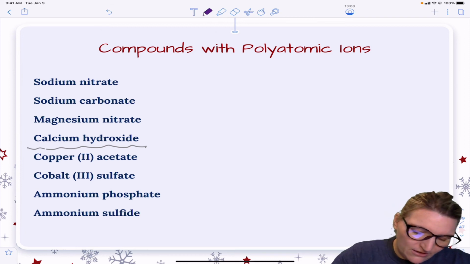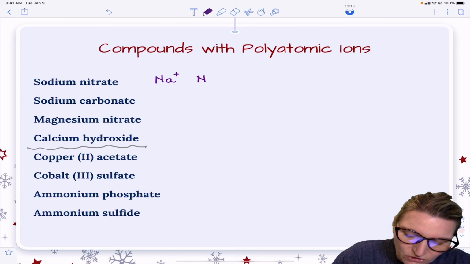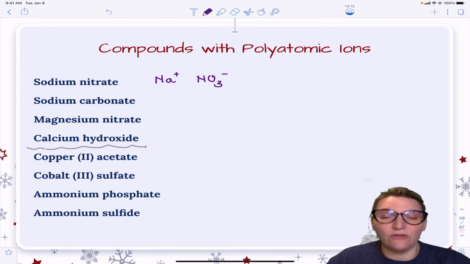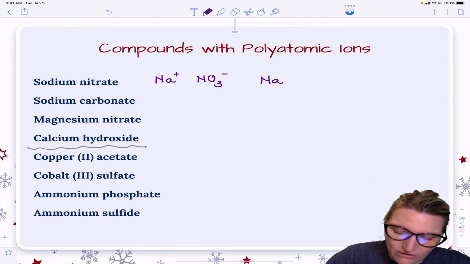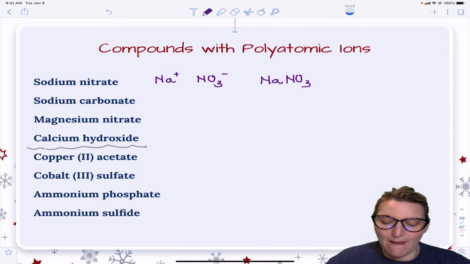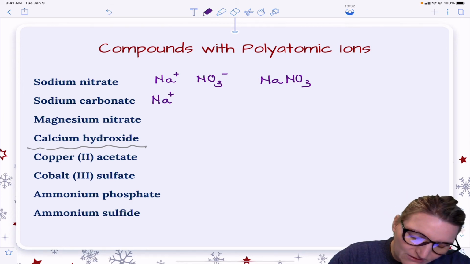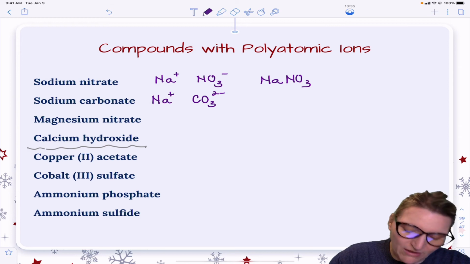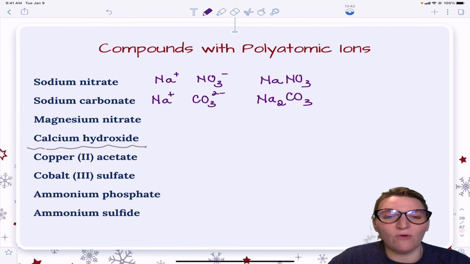we'll check our answers. So sodium nitrate, the first thing we do is we figure out what are the charges on the ions, and I will usually write them out. Then crisscross the charges. I actually only need one of each here. So NaNO3, no parentheses because I only needed one nitrate. Sodium carbonate, Na plus, carbonate is CO3 2 minus. Crisscross the charges. Na2CO3. Make sure that O is a capital O.